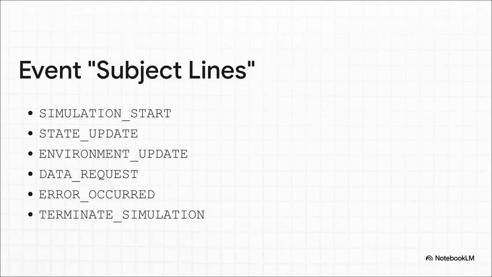And the system is built to handle a whole bunch of different subject lines, or event types as they're called here. You've got everything from simulation start and terminate simulation to more specific things like a state update or a data request. Having this predefined list of topics is absolutely crucial because it lets the post office sort all the incoming mail with incredible speed and accuracy.